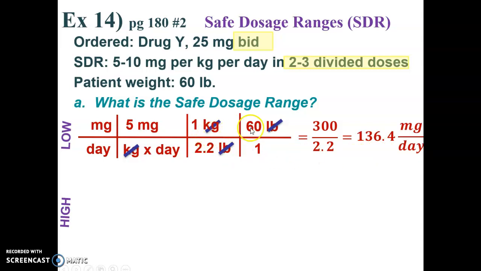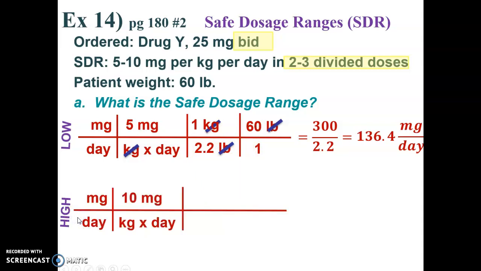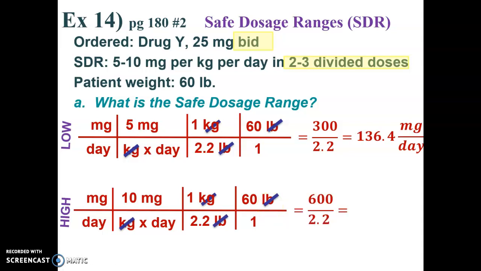Okay, so it's not the end of the world to go ahead and do that conversion within your safe dosage range problem. It's doable. Let's look at the high side. Milligram per day, we're now dealing with 10 milligram per kilogram per day. And we still want to convert. 1 kilogram is 2.2 pounds. We're dealing with a 60-pound patient, so kilograms and pounds cancel. And now we have 600 divided by 2.2, which is 272.7 milligram per day.